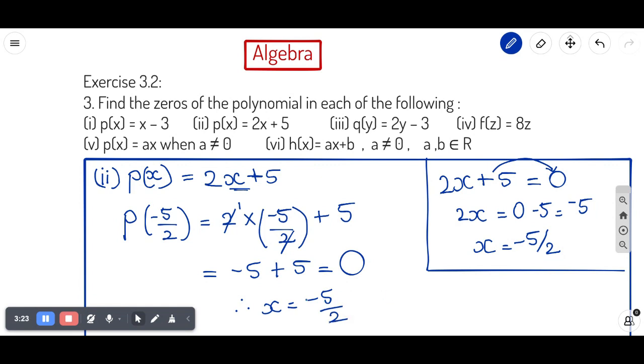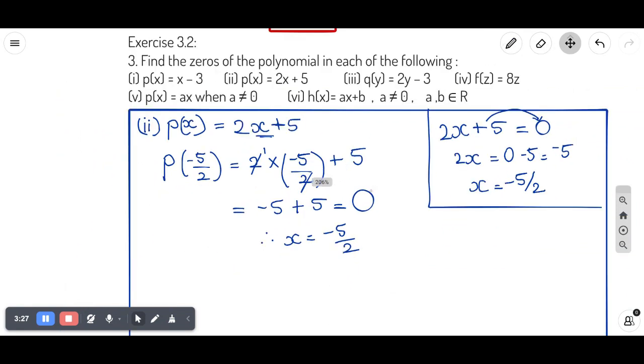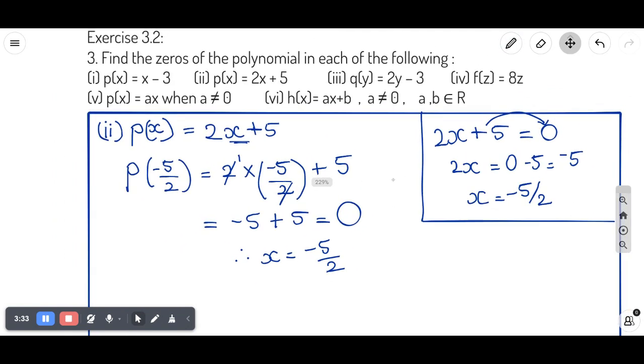Another thing is, by this method you can find only one zero. If they have asked for many zeros, like 2, 3, then you have to keep on substituting and only then can you figure it out. So the answer for this question is x is equal to minus 5 by 2 is the 0 of this polynomial. Let us move on to the next question.